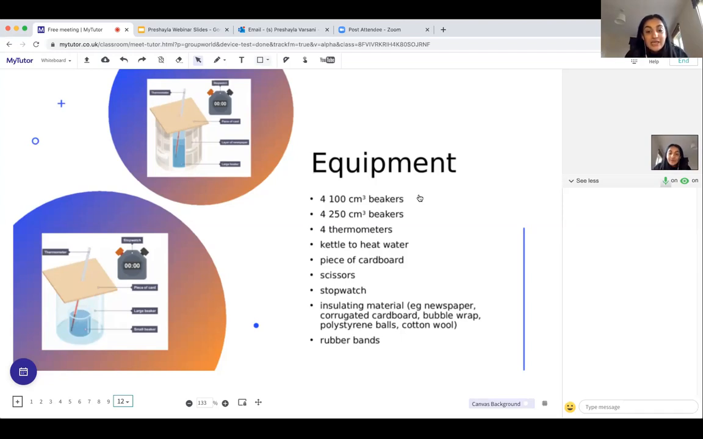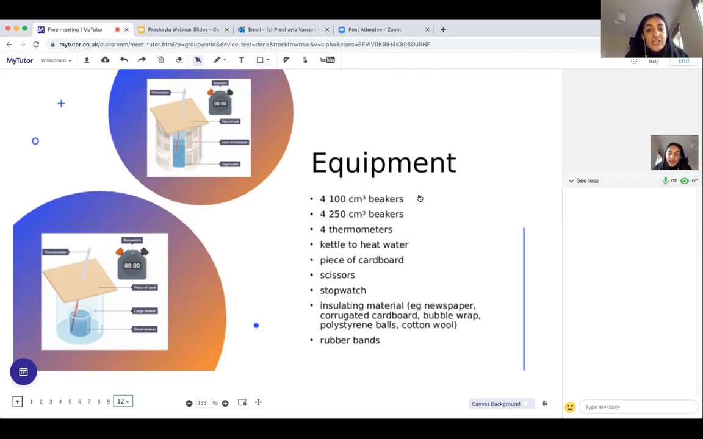Then we need insulating materials, so newspaper, corrugated cardboard, bubble wrap, polystyrene balls, cotton wool. The materials really depend on obviously your school, what they supply you with, but in an exam, if you are writing about the method and the materials that you might use, they are good ones to write down because they are commonly used. And rubber bands to attach it all together.